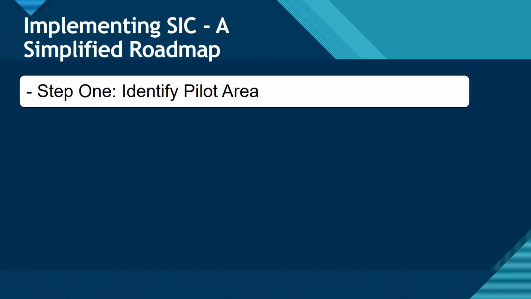Implementing SIC, a simplified roadmap. Step 1. Identify pilot area. In this step, the target area for the pilot SIC program is selected. The ideal pilot area will have the following characteristics. Deficiencies in performance. The area has known opportunities for improvement. Prospective team members who are open to new ideas, eager to improve and work well together. A leader that will actively drive the process and focus the team. Existing infrastructure for generating accurate real-time performance and loss data.